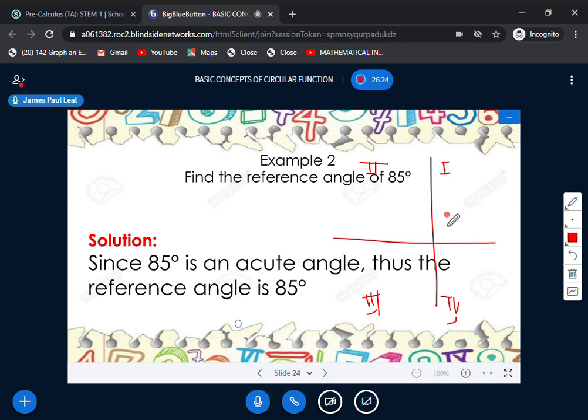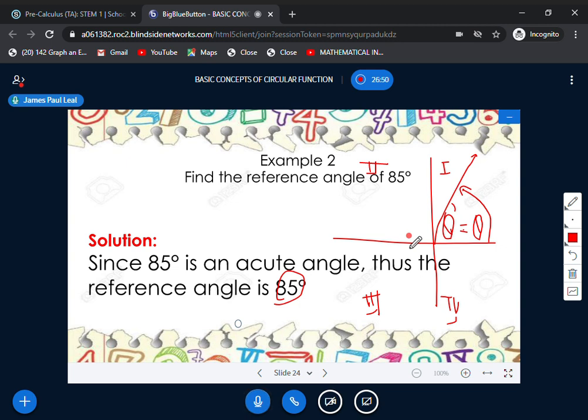Okay? Again, for finding the reference angle, sige for example, hinahanap mo si reference angle represented as this. Okay? Kung ano po yung given, automatic, ayun na po yung reference angle mo po. Okay? For instance, ito po, 85 degrees, saan po siya nagdalay? Sa quadrant 1, right? So ito po yung 85 degrees, for example. So therefore, the reference angle is 85 degrees. Okay po? Ito po yung reference angle.